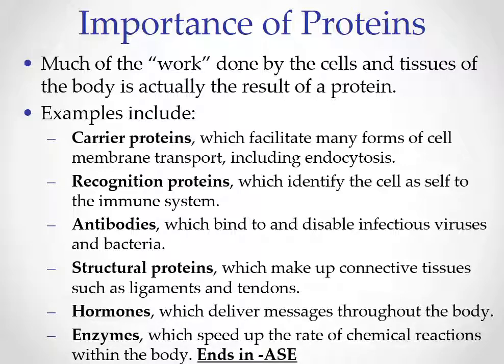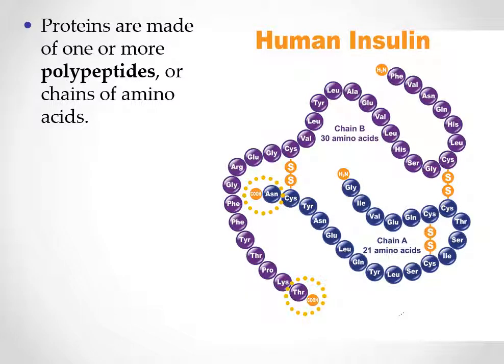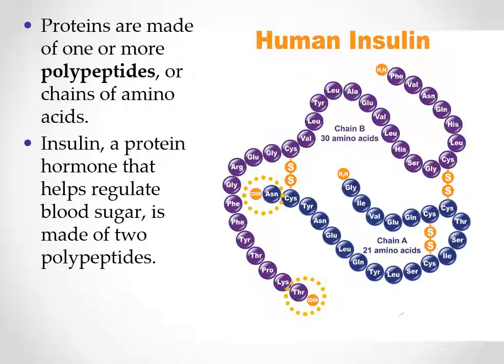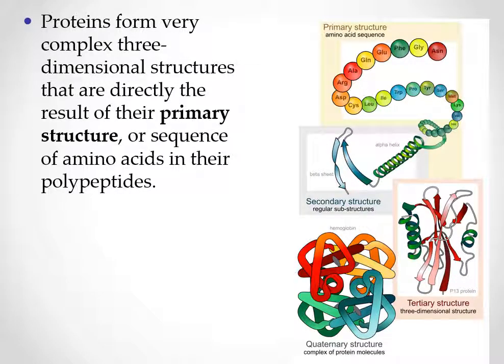So the enzymes, again, anything that ends in ase, is going to speed up a chemical reaction. So let's look at insulin. Insulin is for your blood sugar. Proteins are made of one or more polypeptides. So poly means what? Many, and peptide forms chains of amino acids. Remember what amino acids are? It's the basic unit of a protein. So insulin, which is a protein hormone, regulates your blood sugar. It's made of many peptide bonds. Proteins are pretty interesting because, based on their structure, determines their function.